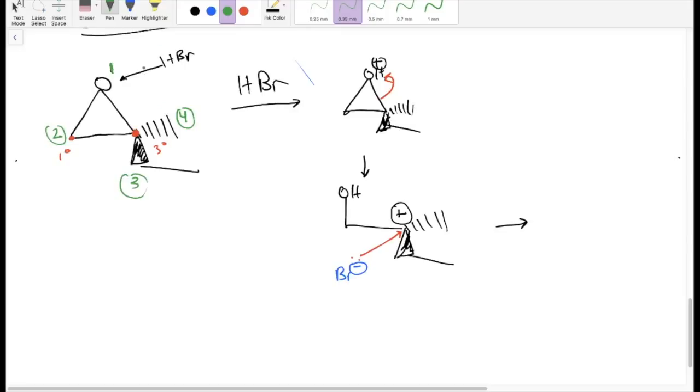So if we put our lowest priority group, the 4, in the very, very back, right? Then we would have what kind of configuration? We'd have 1, 2, 3. This is an S configuration, right? So our final product should be an R configuration.